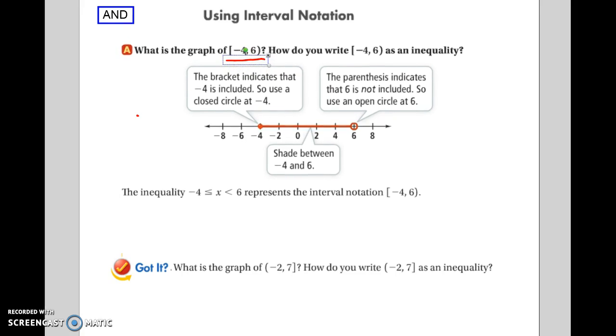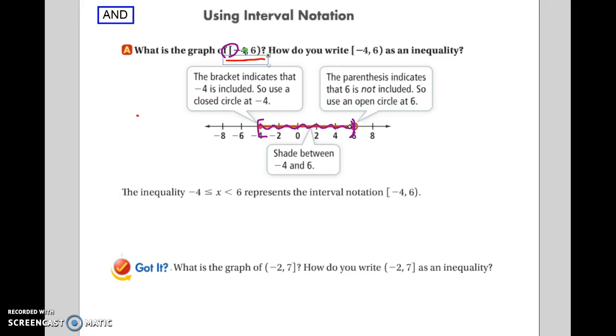So I know that on the negative 4 it has a bracket, so therefore I know that it's included. And on the positive 6, it has a parentheses, so I know it is not included, and it's shaded in between the negative 4 and the 6.